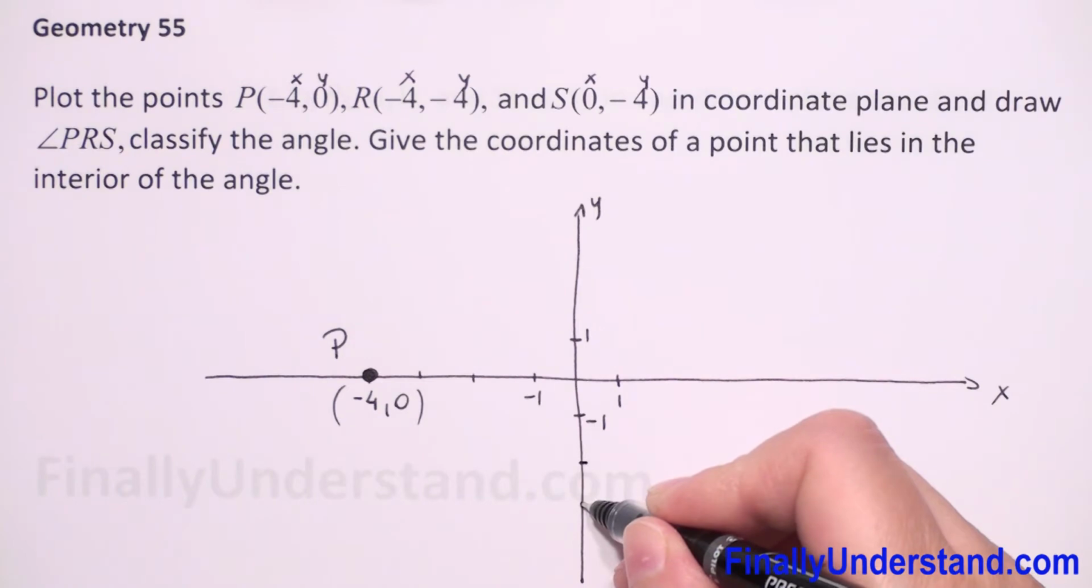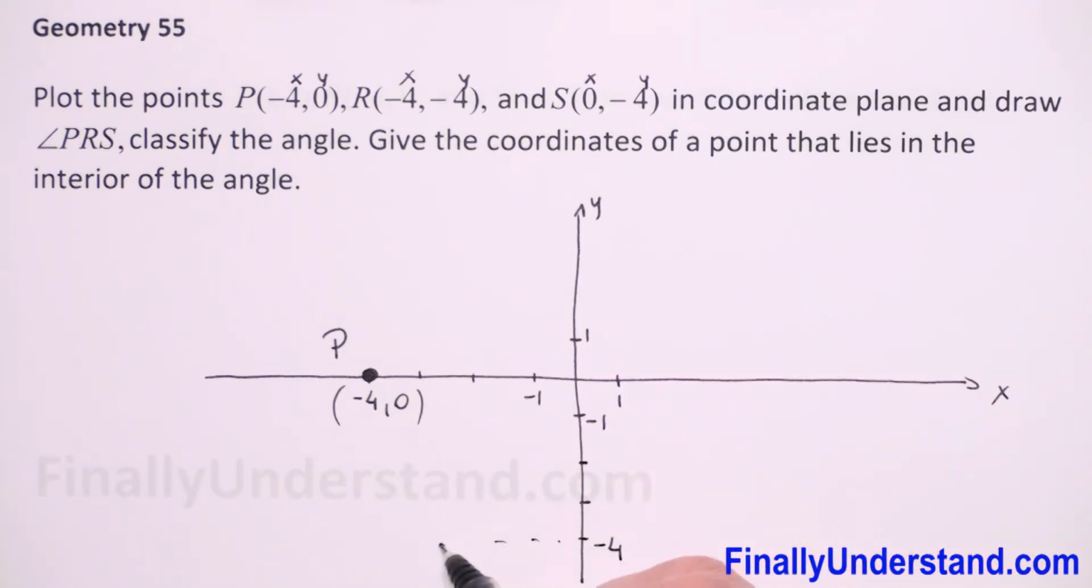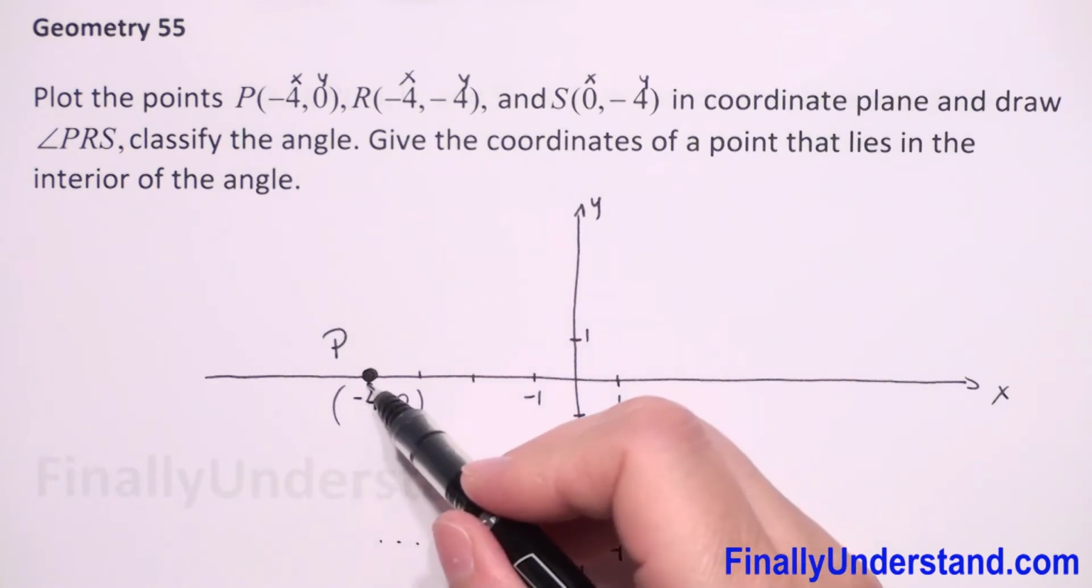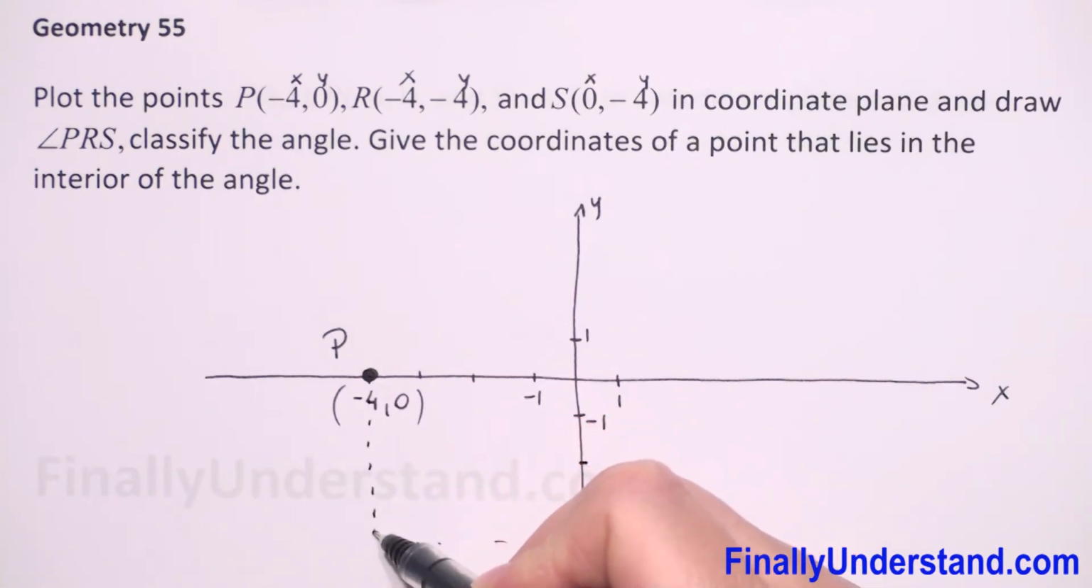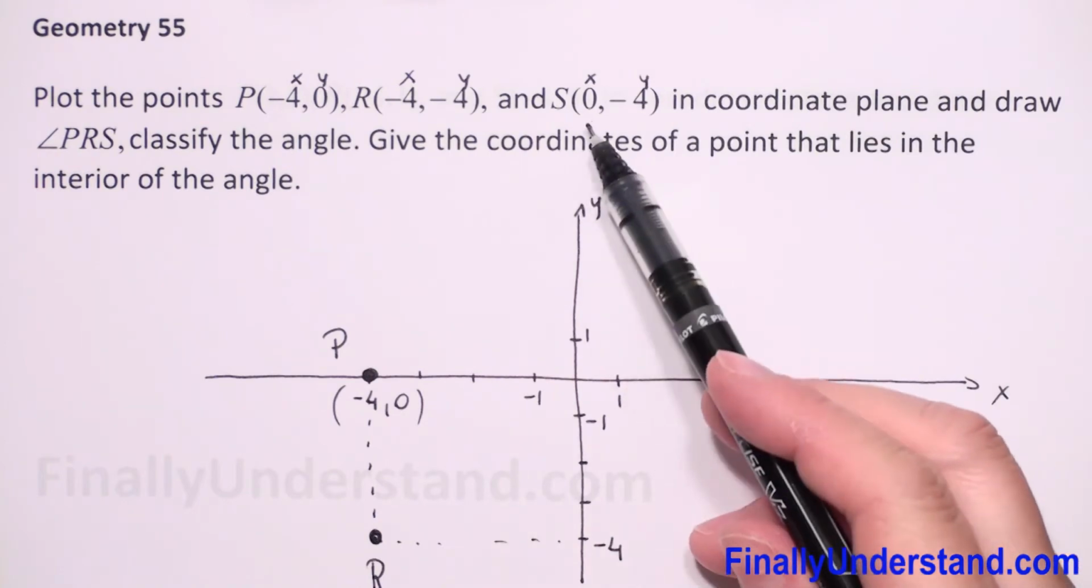Next we have R is -4 for X and -4 for Y. So it's 2, 3, -4. And we have our point R.